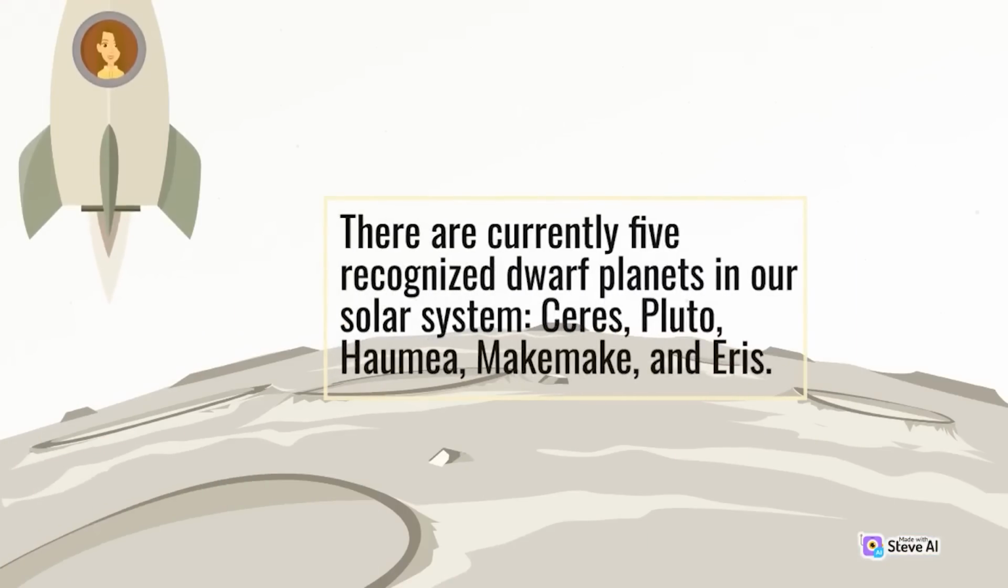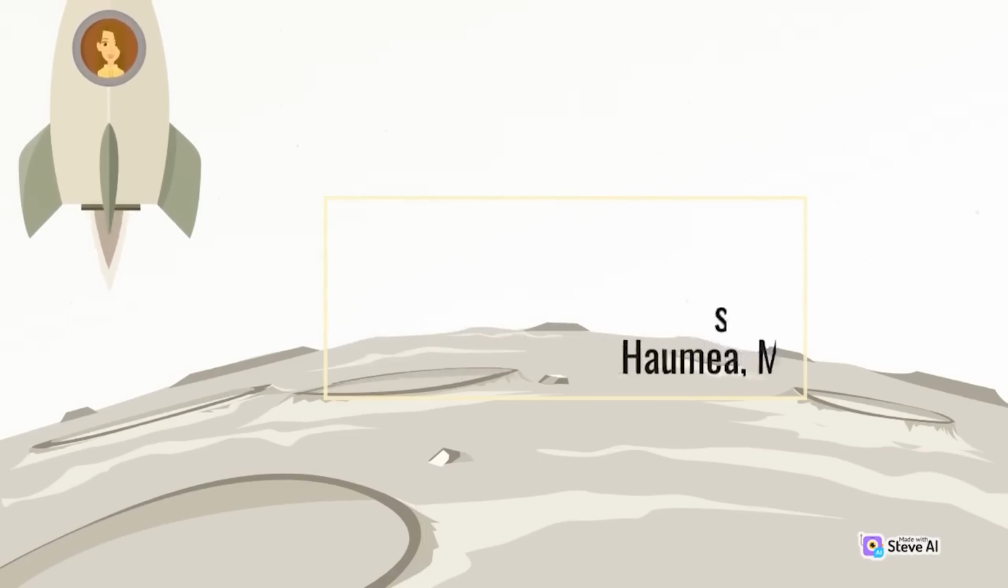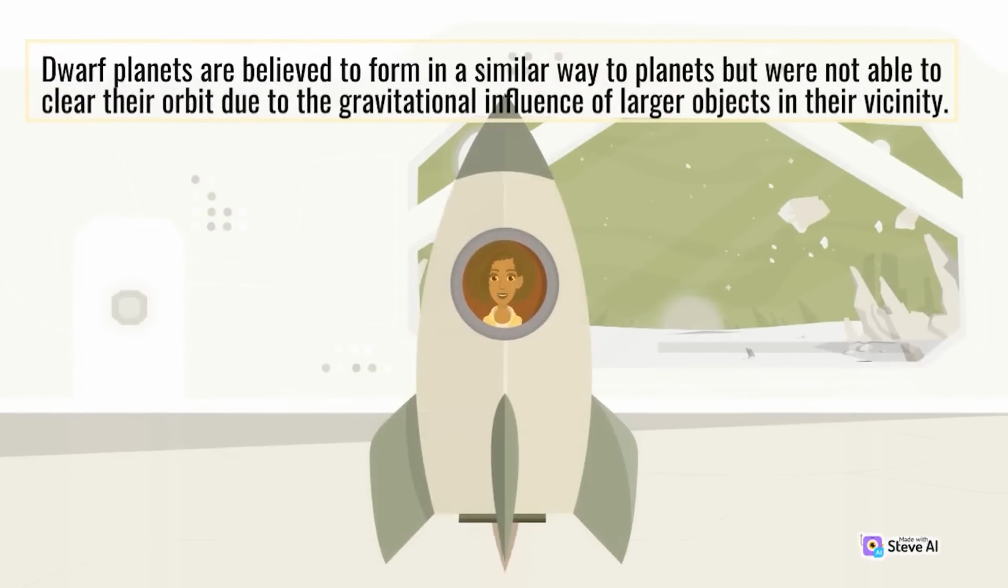There are currently 5 recognized dwarf planets in our solar system: Ceres, Pluto, Haumea, Makemake, and Eris. Dwarf planets are believed to form in a similar way to planets but were not able to clear their orbit due to the gravitational influence of larger objects in their vicinity.